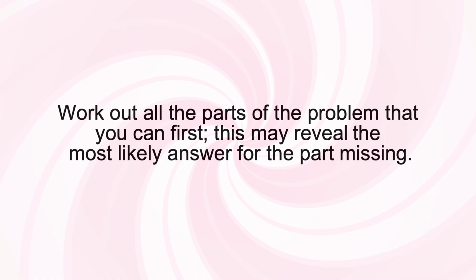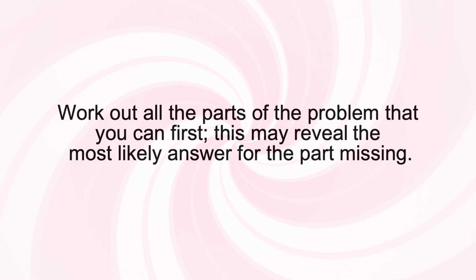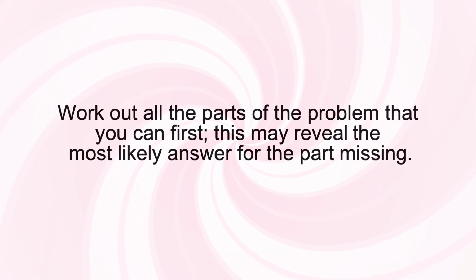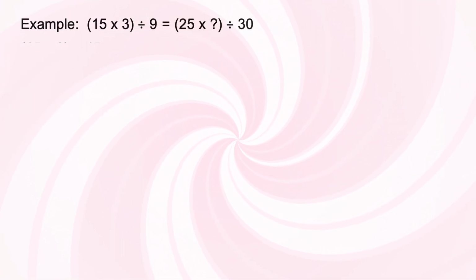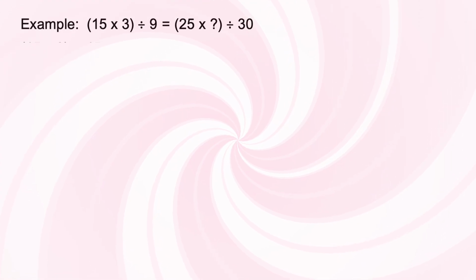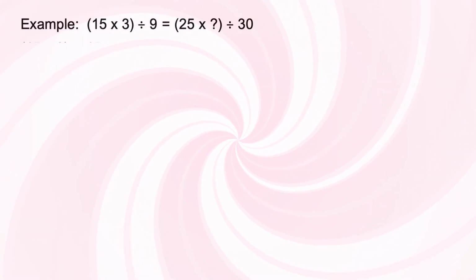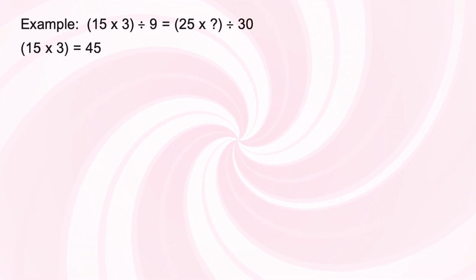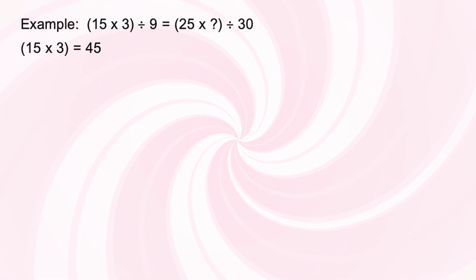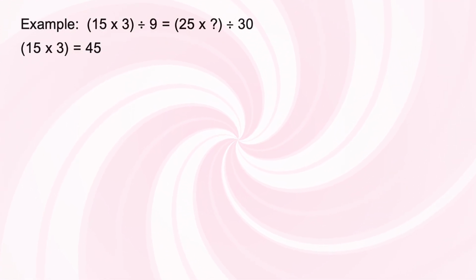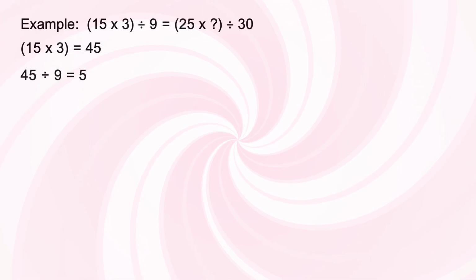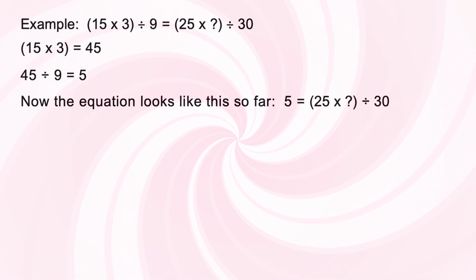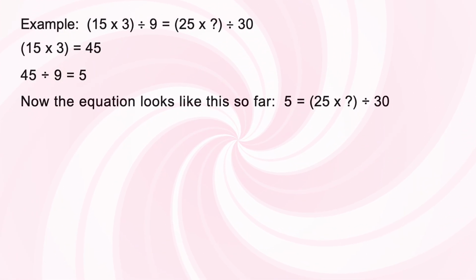Work out all the parts of the problem that you can first. This may reveal the most likely answer for the part missing. Example: 15 times 3 divided by 9 equals 25 times something divided by 30. 15 times 3 equals 45. 45 divided by 9 equals 5. Now, the equation looks like this so far.